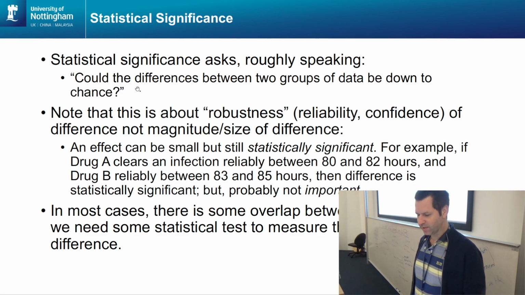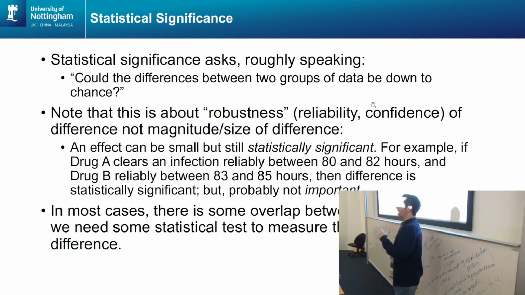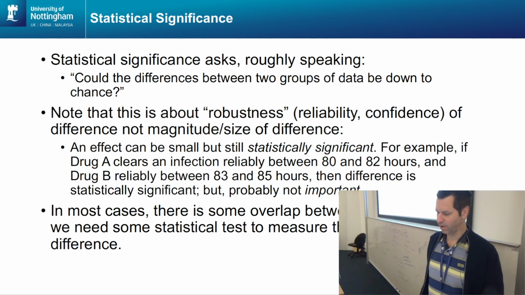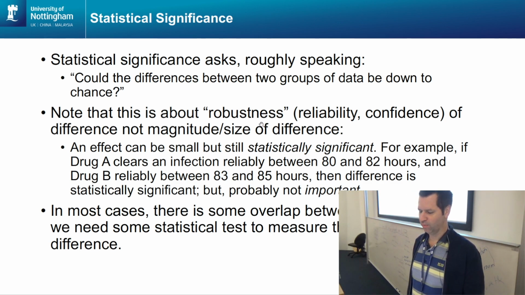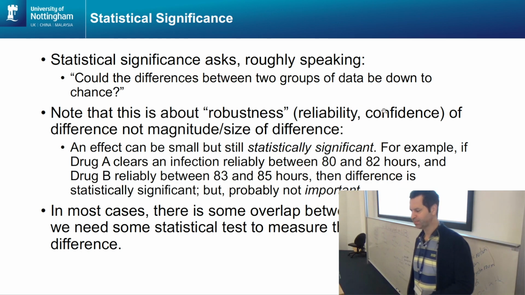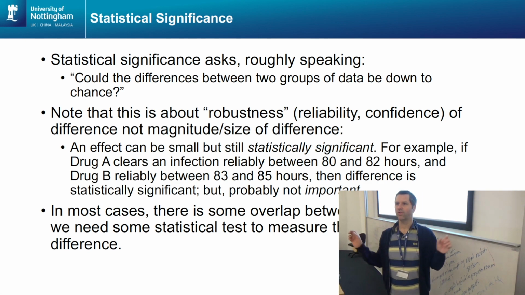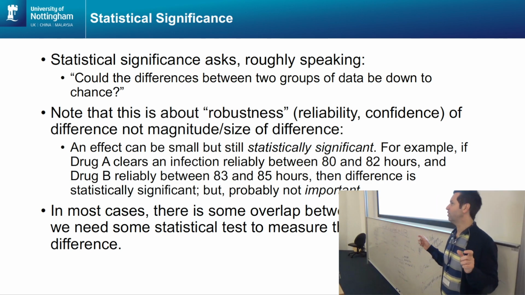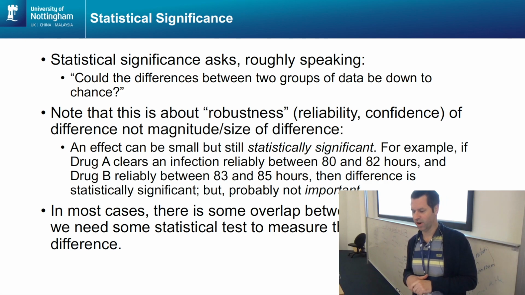This is about robustness. That's another word you could use, or the reliability of your conclusion, or the confidence of your conclusion. How confident are you that what you've derived is correct? But not about how much the difference is. So you can have small differences and be very confident that you're correct. But you can also have great differences, and it could just be by accident. So we're talking about how confident we are in our assessment, in our derivatives, in our conclusions.